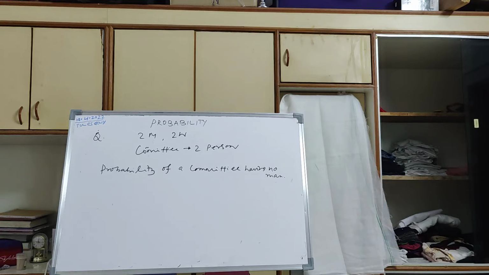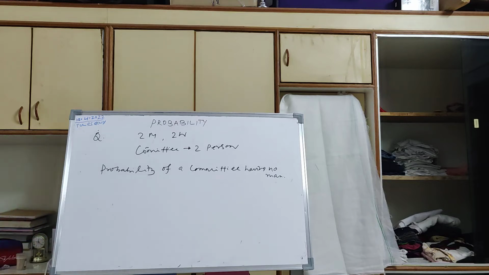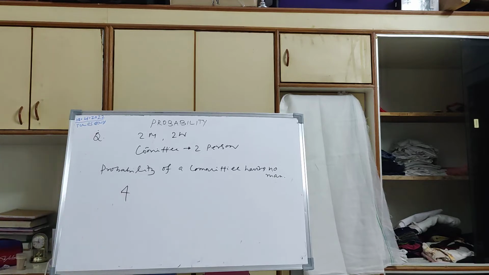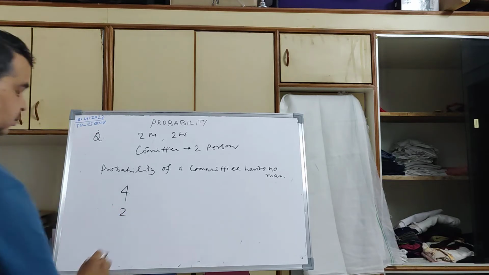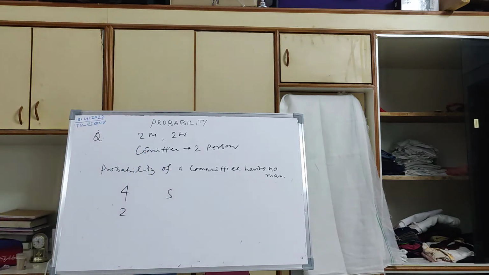So the committee is 2 people. What is the probability of having exactly 2 women in the committee? First we have to find out the sample space. Here we have 4 people, and we have to select 2.